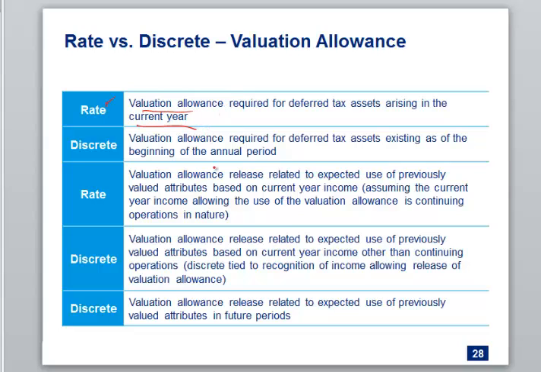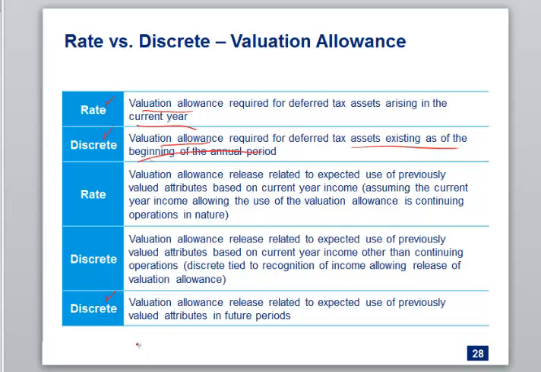But if you have some epiphany, you know, you don't have a valuation allowance, and then you realize you do, all of a sudden you need a VA for assets existing at the beginning of the year, then that doesn't have anything to do with current year income. That's just you looking at last year's deferreds and saying, those got to go. Right?